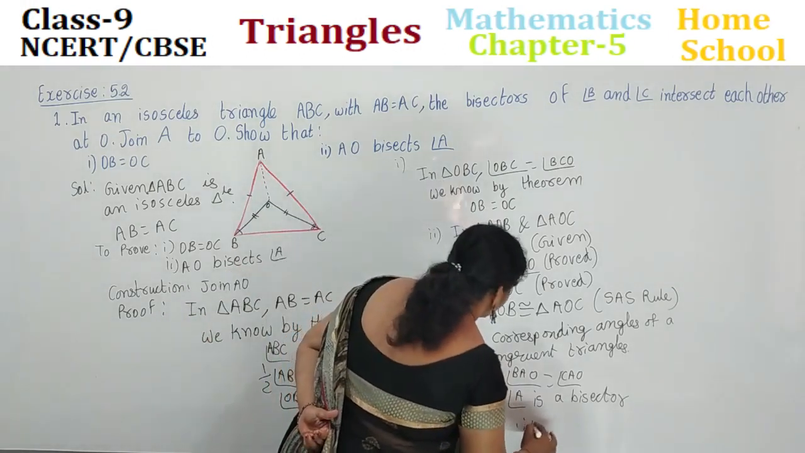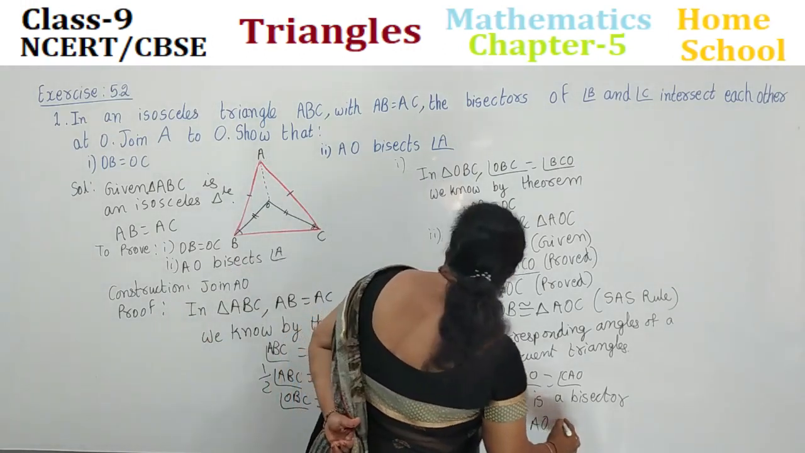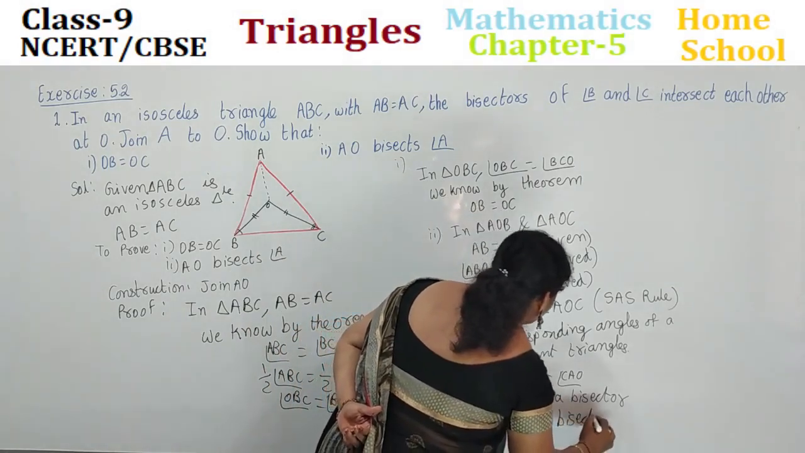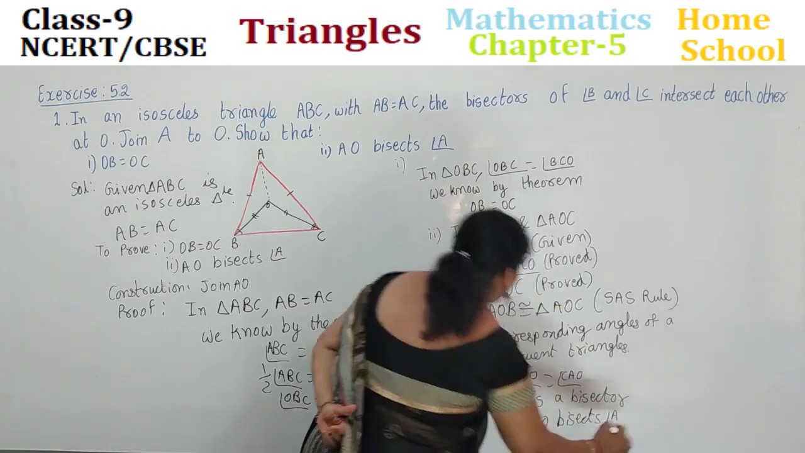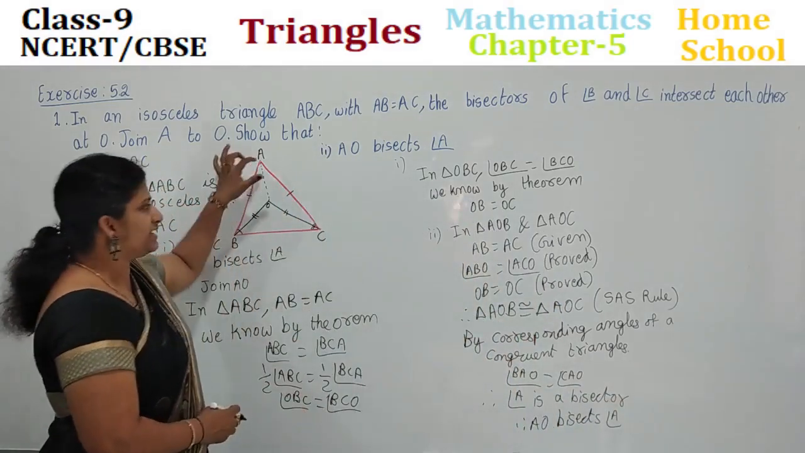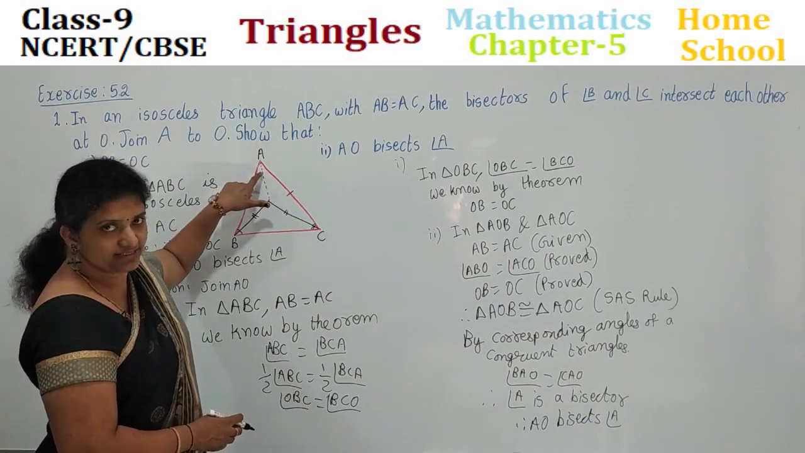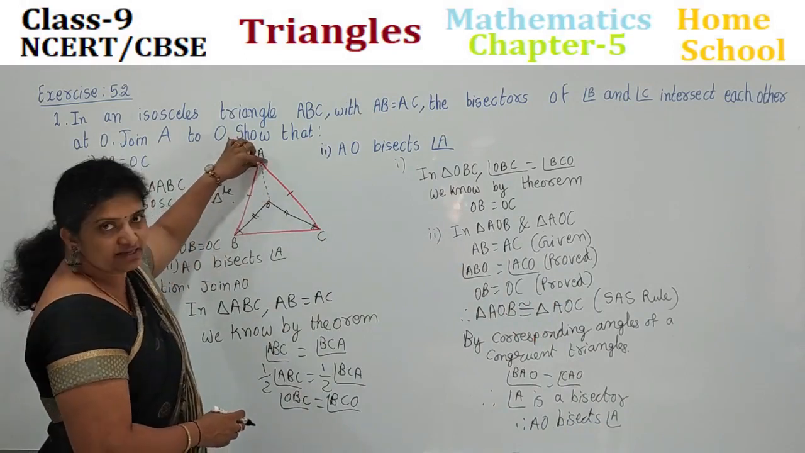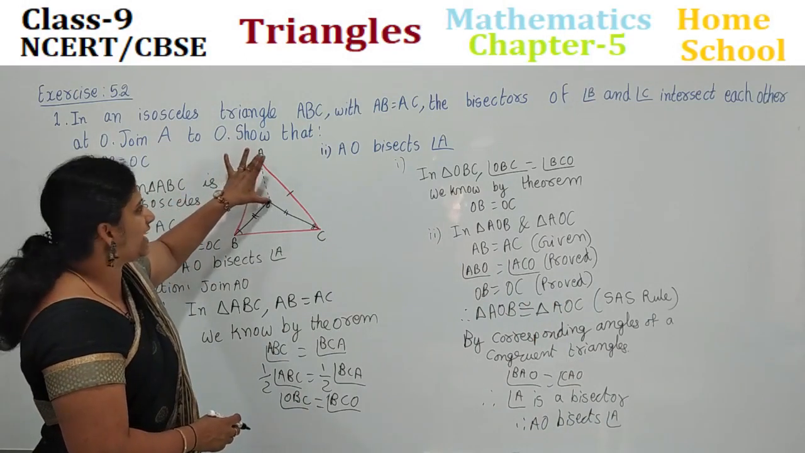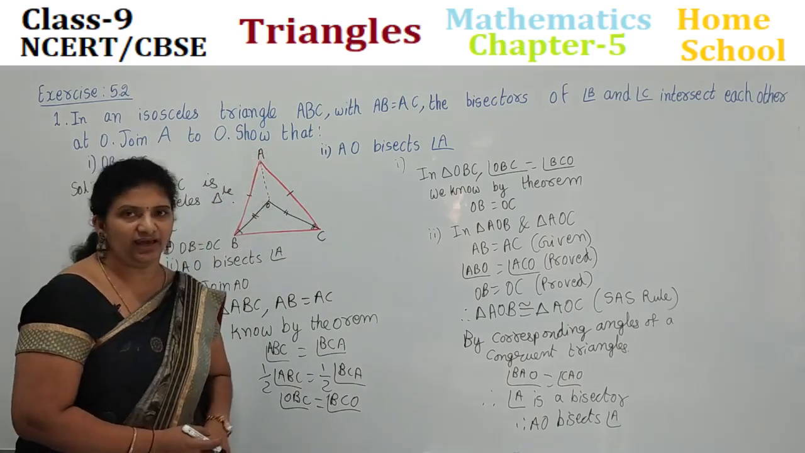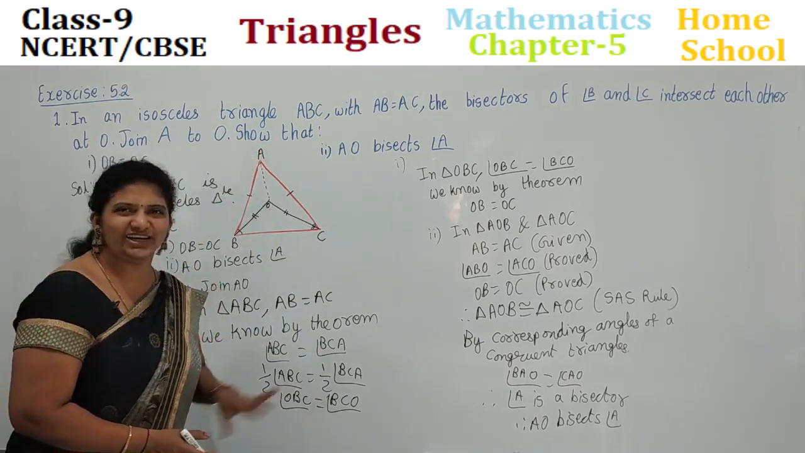Therefore, finally you can say AO bisects angle A. When this angle is equal to this angle, you are able to say then this line is a bisector. That means AO is a bisector of angle A. That's all. That is the only thing we need to prove.